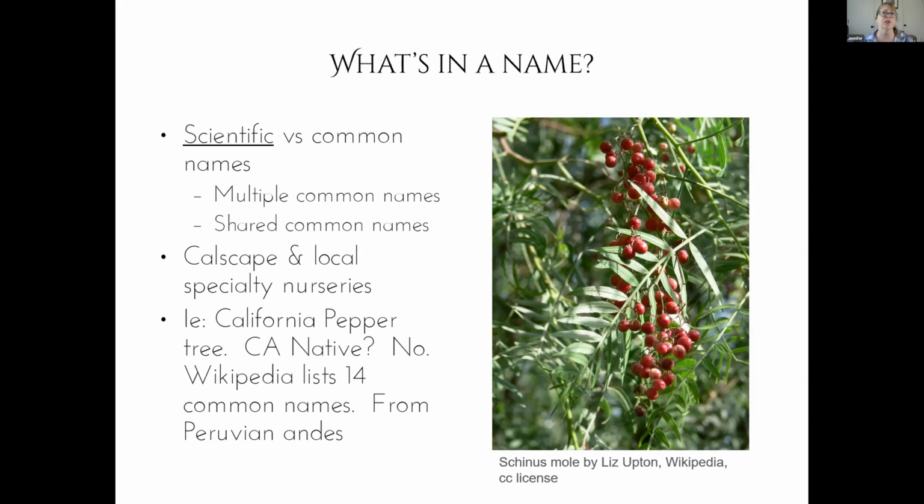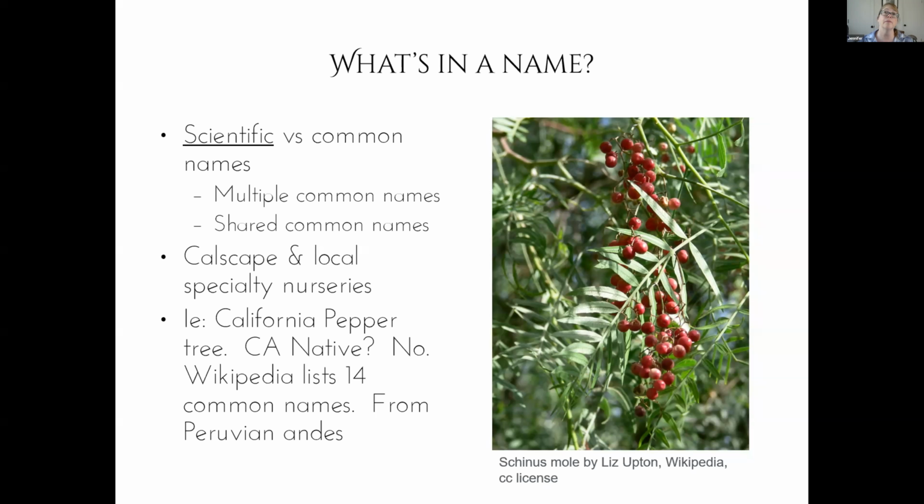Calscape and your local specialty nurseries are the best place to go to get specific information on these species, over just local generic nurseries. I wouldn't go asking questions of the people at Home Depot just because they have some plants outside. They're not going to be able to give you as good information as the people who are focused on natives and local to you. So I would use Calscape to find local nurseries that specialize in native plants and go talk to them.